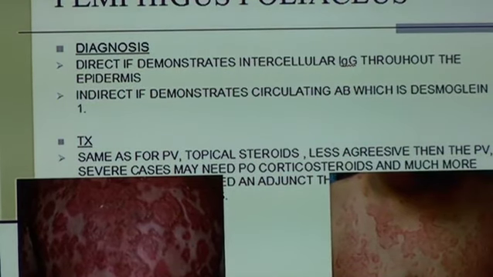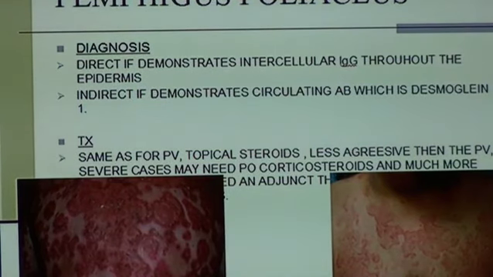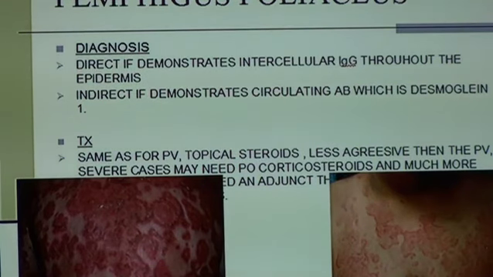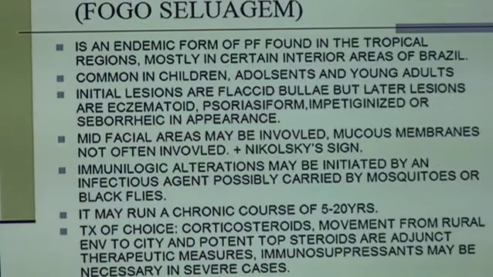Diagnosis is with the same thing, direct immunofluorescence and indirect immunofluorescence. But the antibody we see in this one is just the desmoglein 1. Treatment options still remain the same, with topical steroids, prednisone, and immunosuppressants in severe cases.